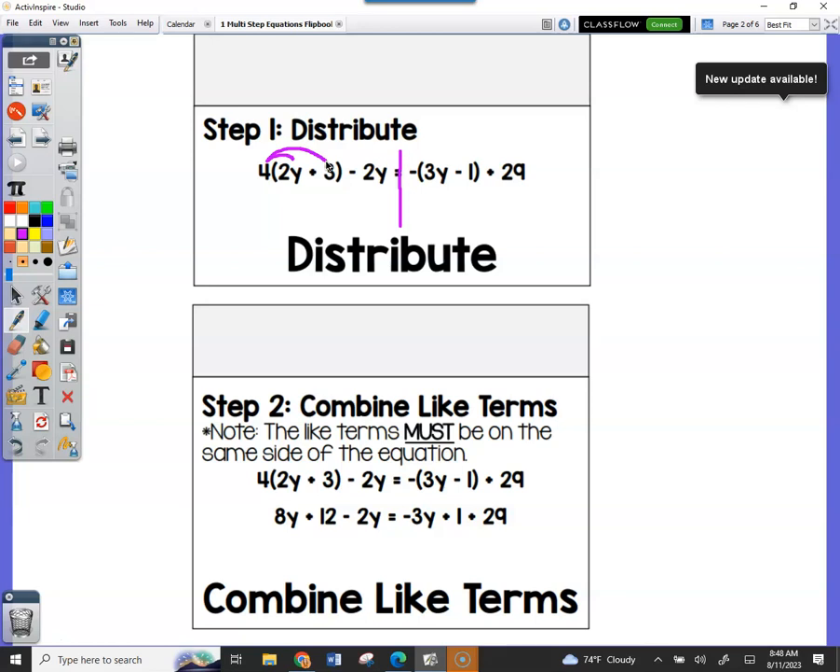And then, what is this negative right here? What number is associated with that? A negative 1. You don't see the 1, but it's there. It's understood. So this is a negative 1 multiplying to those parentheses. All right, so let's multiply. 4 times 2y, 8y. 4 times positive 3, 12. I started to mess up, didn't I? What do I do with the minus 2y? Just bring it down. Bring down your equal sign too.